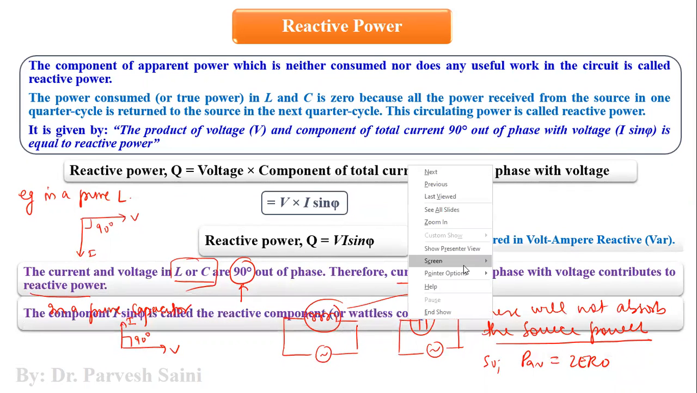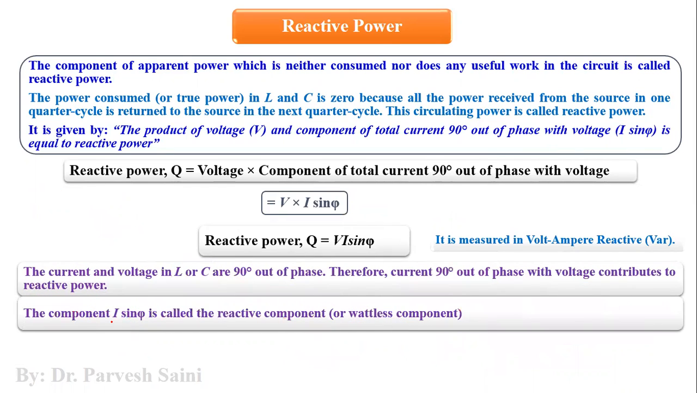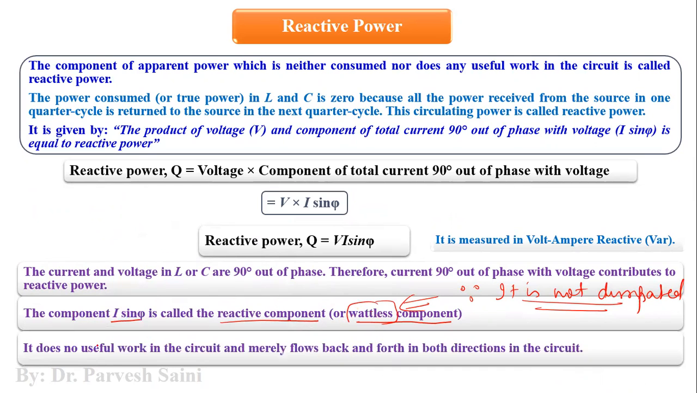This I sin phi is also known as the reactive component or wattless component. Why do we call it the wattless component? Because it is not dissipated, and that is why it is the wattless component. And this component is not responsible for the functioning of the electrical systems. Rather, the reactive power oscillates between source and load. So it keeps on oscillating to and fro in both directions in the AC circuit.